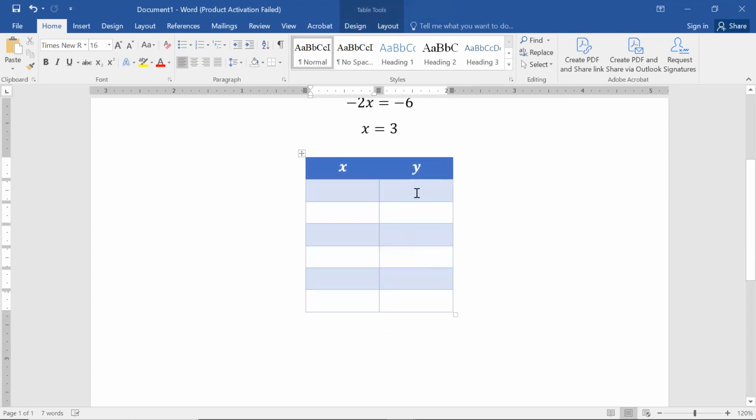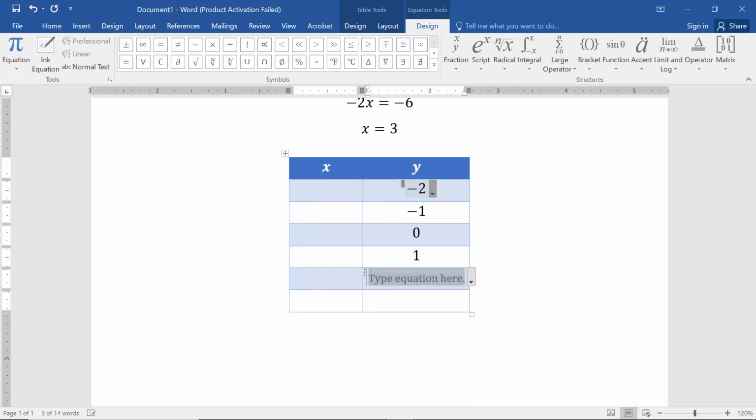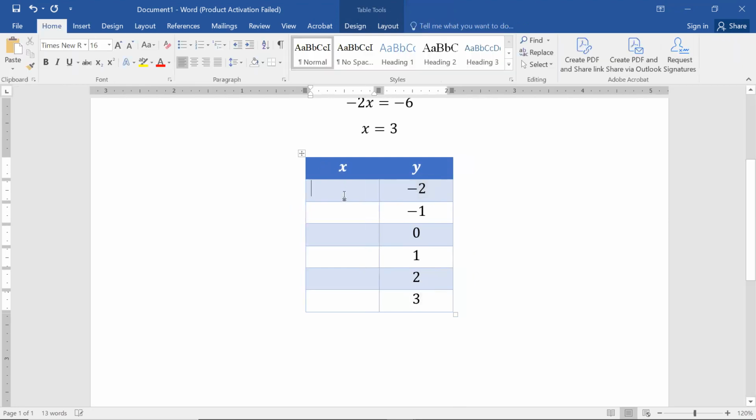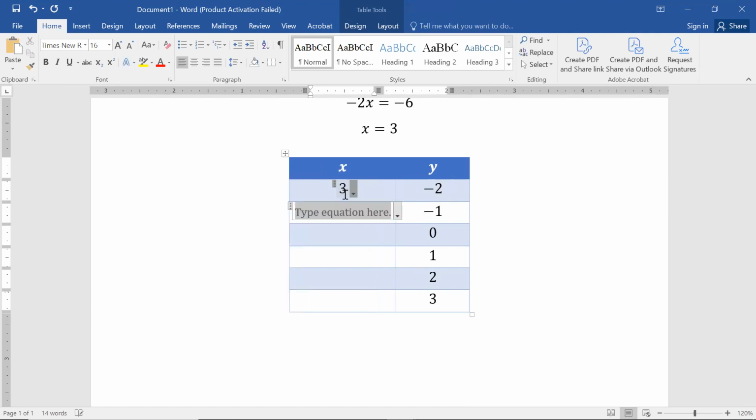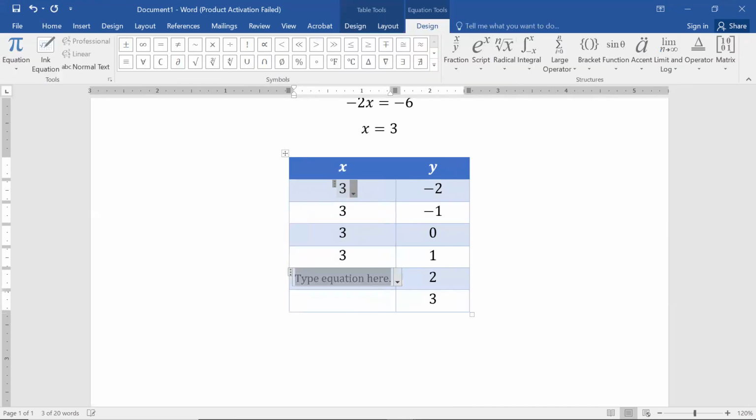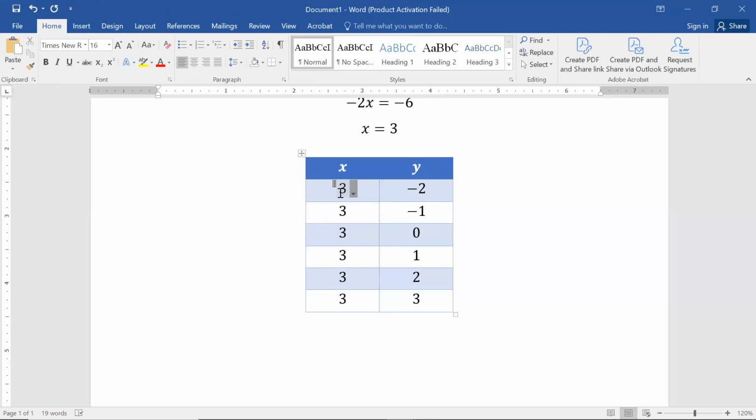Just like we've done before, we can plug in any y values that we want. It doesn't matter what numbers we plug in for y. My x value always has to be 3. Now that we have our x value of 3, we can go ahead and graph this line.